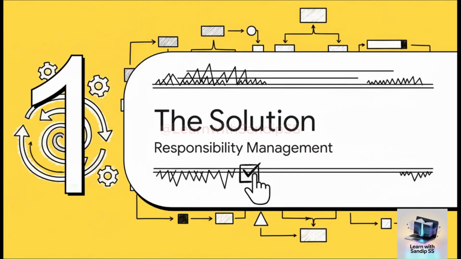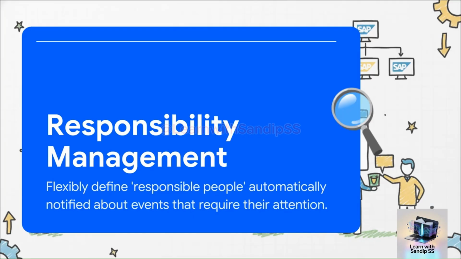And that solution is a beautifully designed feature right inside SAP called, you guessed it, responsibility management. It is built specifically to take all of that chaos and turn it into a calm, totally automated process. Okay, so what is this thing really? At its heart, it's a feature that lets you flexibly define who the responsible people are. And the best part, they get automatically notified whenever something happens that needs their attention. Now, those two words are absolutely key, flexibly and automatically. This isn't some rigid one-size-fits-all system. Nope. It's a smart framework that you get to shape to fit your business exactly how it works.